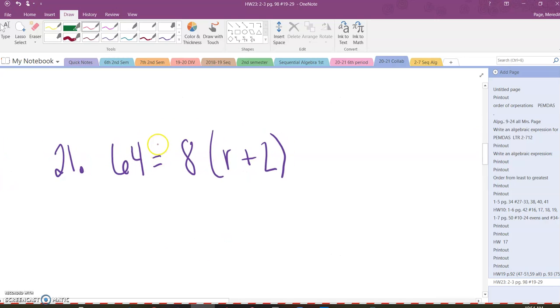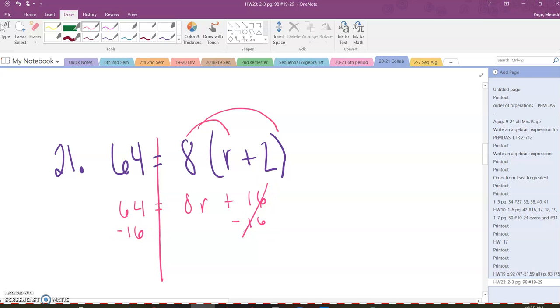You'll notice right away that I do have parentheses, so I always have to get rid of parentheses first. I'm going to take the number outside and multiply it by everything within. 8 times r is 8r. 8 times 2 is 16. I'm left with a two-step. So which term am I going to move over and combine with 64? Well, it's going to be that plus 16.